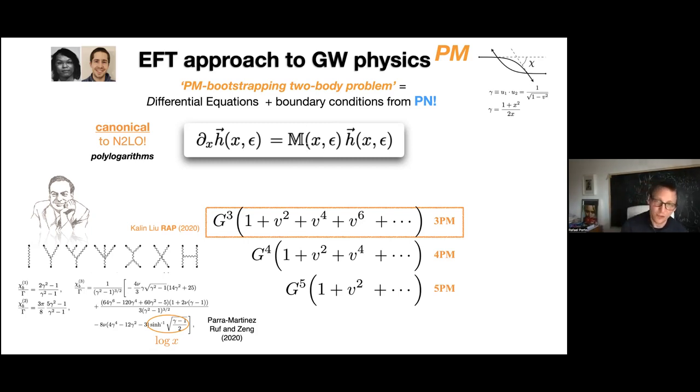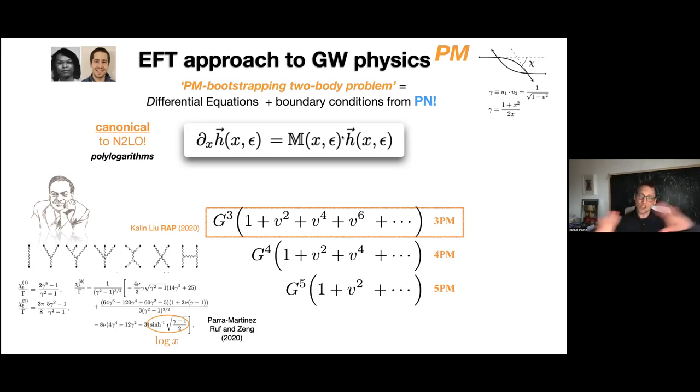You can transform this differential equation into what is called canonical form, and this canonical form can be solved in terms of what are called polylogarithms, like logarithms, dilogarithms, and so on. And for this particular 3PM result, only the logarithm appears. So this funny sinh function is nothing but a log of this function, x. So then we're in business because we start seeing that the only thing that we had to compute once we solved this differential equation was the boundary condition.